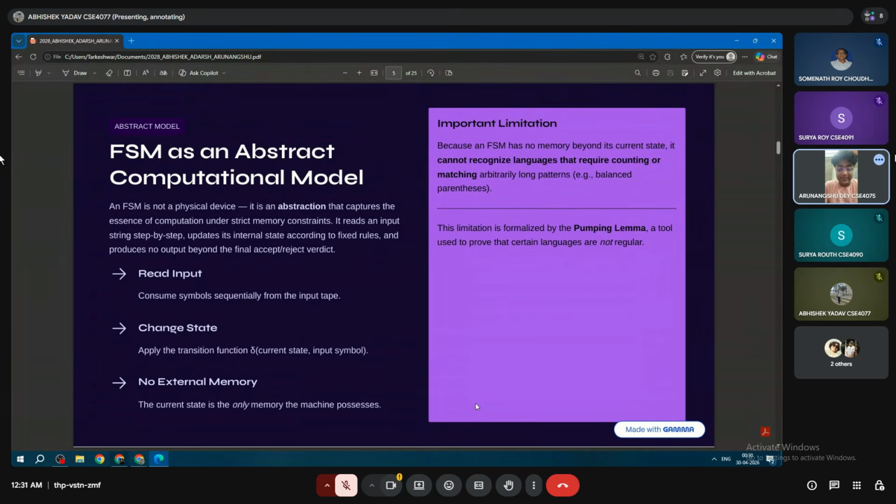Second stage is change state. Apply the transition function, current state, and input symbol. And third stage is no external memory. The current state is the only memory the machine has processed. Next slide, please.